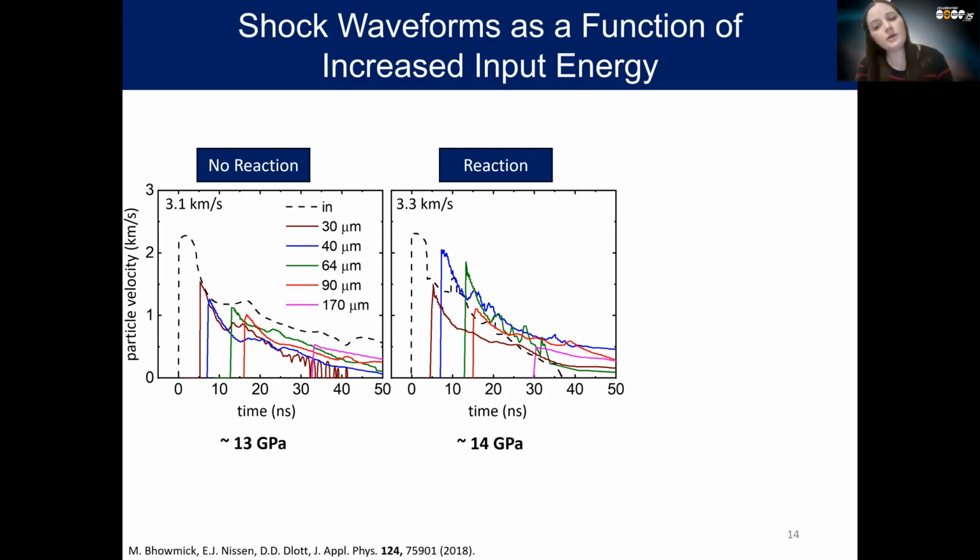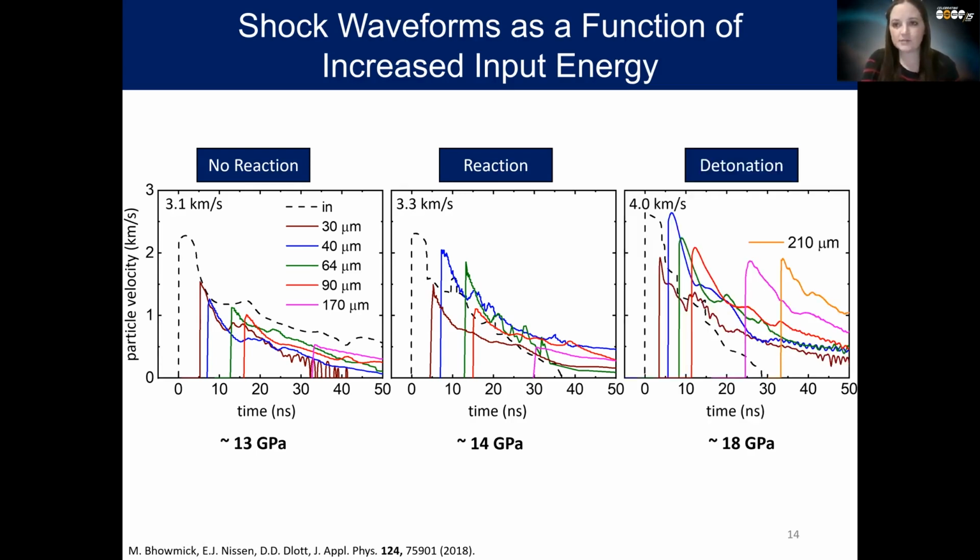Then if we increase the energy of our laser even further to about 18 gigapascals, what we see is we actually can reach a detonation. And so we see, once again, we have our dash-dotted line of our input energy, and in the maroon figure, some of the energy is absorbed. Then we have this large increase in energy in the blue curve. This is those chemical reactions. And then this slowly dissipates into a steady detonation. And we know we have a steady detonation because the wave profile is not changing in space and time.